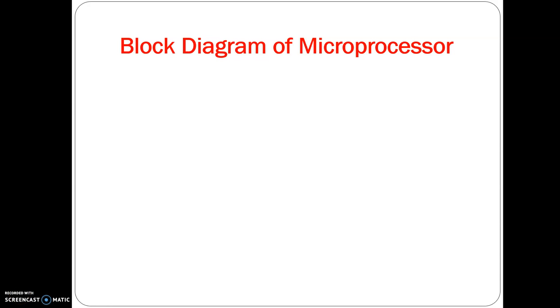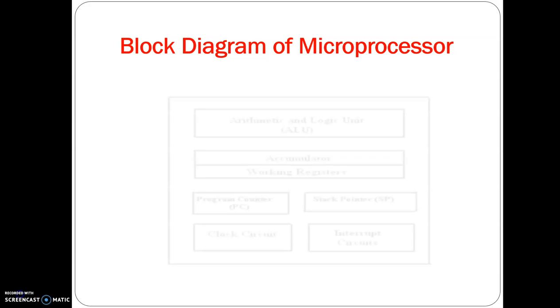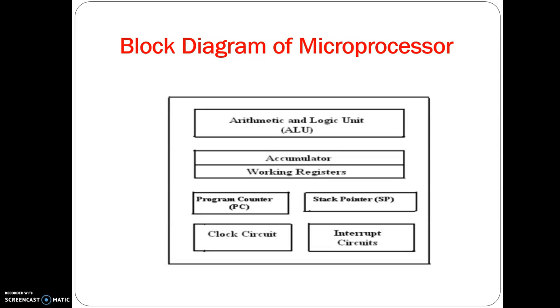Now, after learning the details of the microprocessor, let's see the block diagram of the microprocessor. As we know, the different components in a microprocessor are arithmetic and logic unit, accumulator, working register, program counter, stack pointer, clock circuit, and interrupt circuit. Now, we know that there are many types of microprocessor, like 8-bit, 16-bit, 32-bit microprocessor, and so on. Who decides the size of the microprocessor?